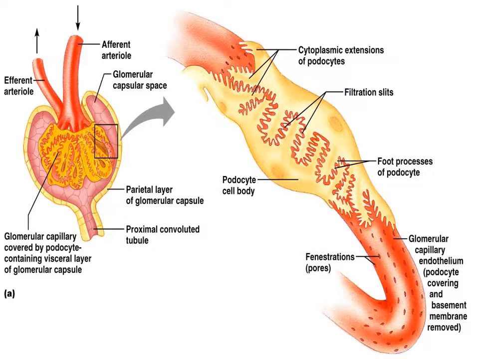Filtration slits help us control the molecule size of what leaves the blood. We want water and small solutes to be removed from the blood. We do not want proteins or cells leaving blood. Filtration slits prevent the larger proteins and cells from leaving the blood.